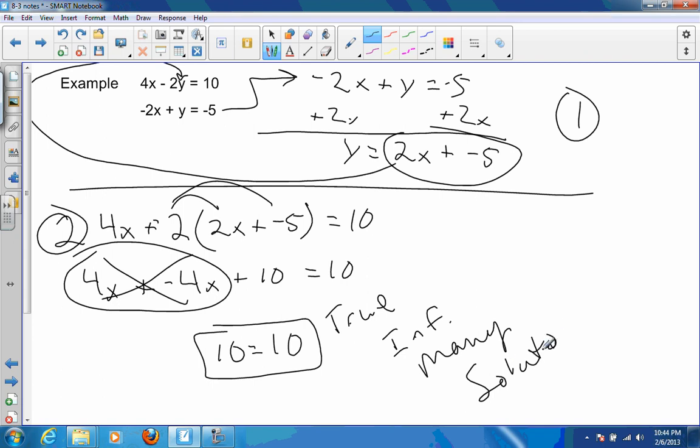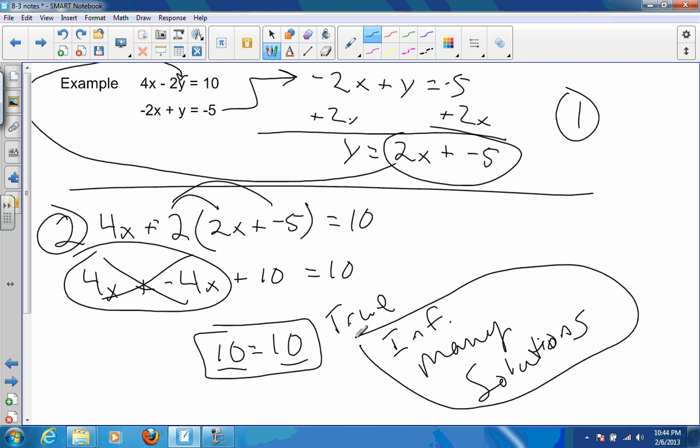Okay? When you get an answer where your variables cancel out and you get a number equal to a number, that means you have infinitely many solutions, okay? And this is what you would write.